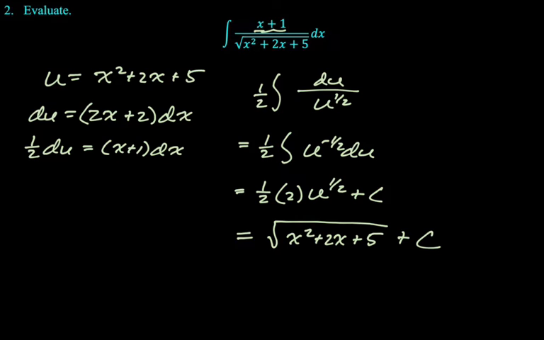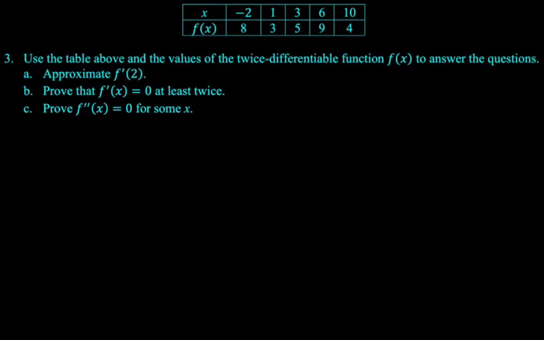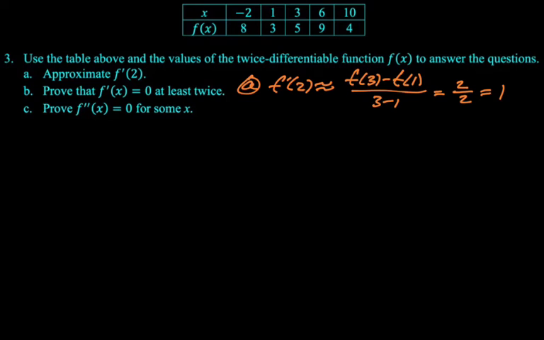All right, let's take a look at the next question, which is a little annoying. All right, use the table above, twice differentiable function f of x to answer. Approximate f prime of 2. 2 is in between 1 and 3, so we will say that f prime of 2 is approximately f of 3 minus f of 1 over 3 minus 1. That's 5 minus 3 is 2 over 2, so 2 over 2, which is 1.